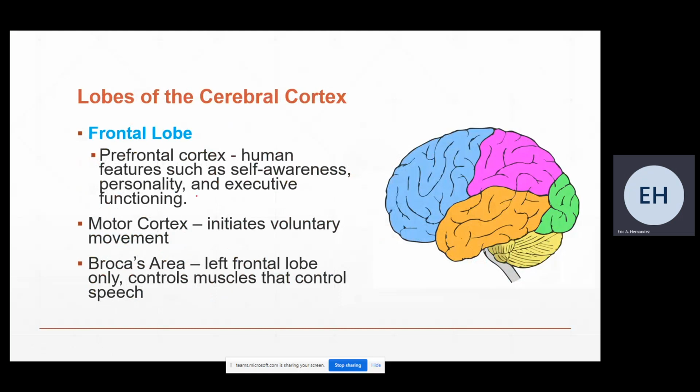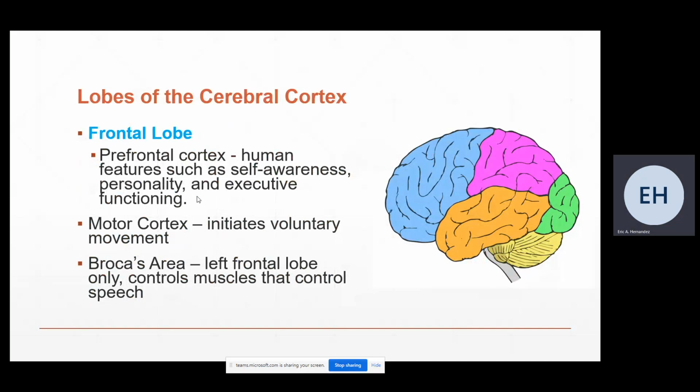So the first lobe is our frontal lobe. I've color coded it for you so you can see. Our frontal lobe contains our prefrontal cortex, the outer part. It has our human features such as self-awareness, personality, and executive functioning. It also contains our motor cortex, which initiates our voluntary movement.